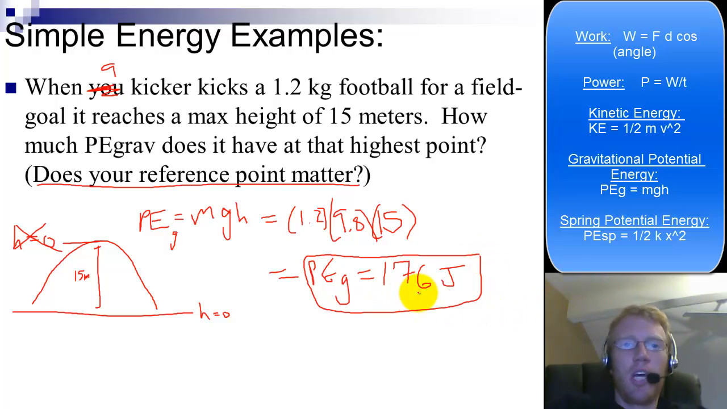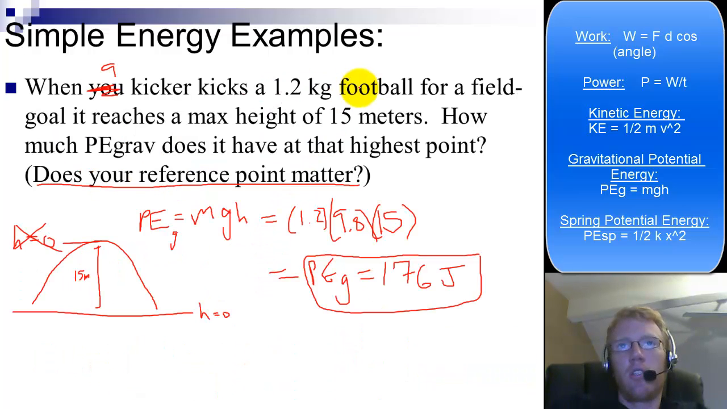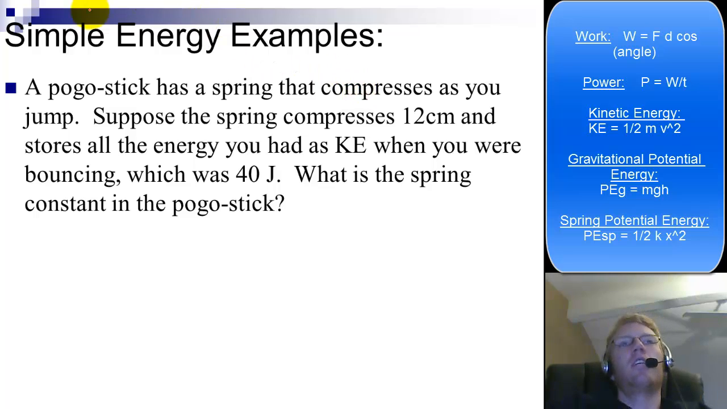It doesn't have as much potential to cause enough change in the world around it. Remember, energy is the ability to do change on yourself or the world around it. A football has 176 joules of potential to do work or change in the world around it, whereas your car had what? 400,000 joules worth of ability to cause change. So, big difference.